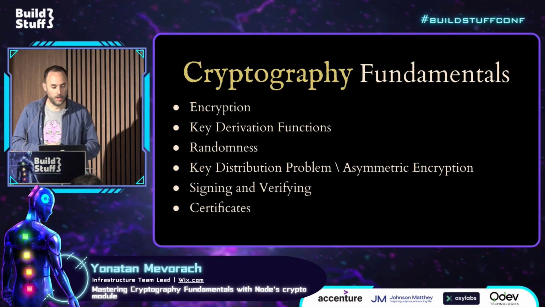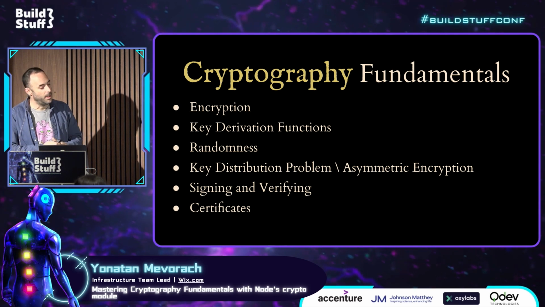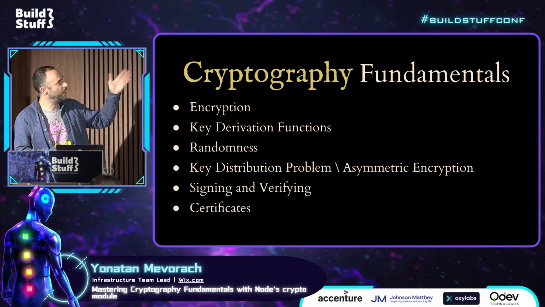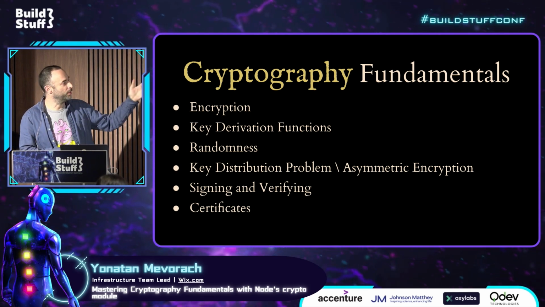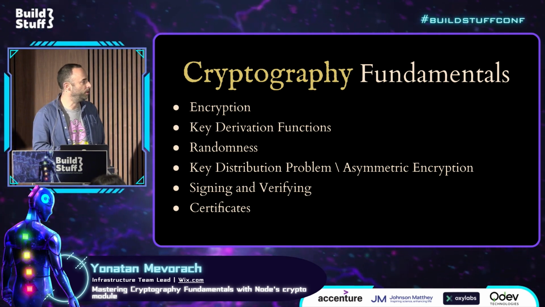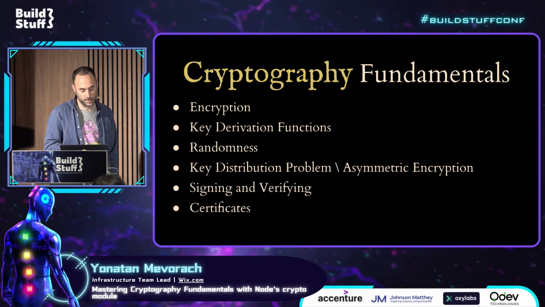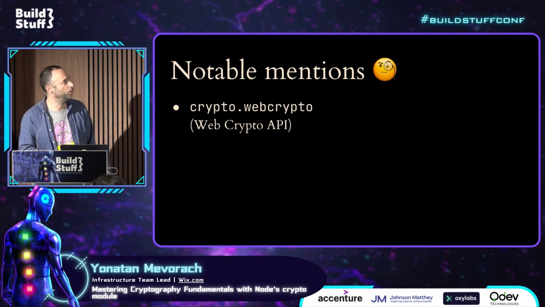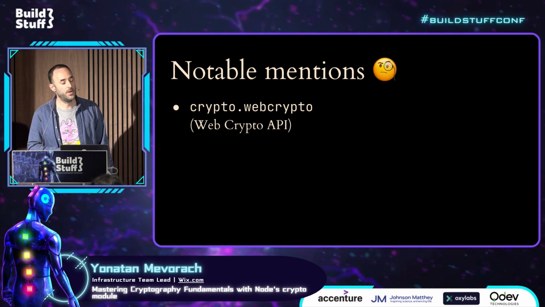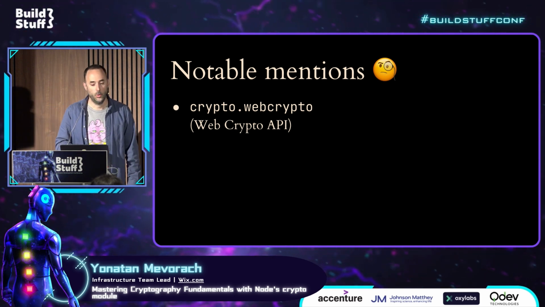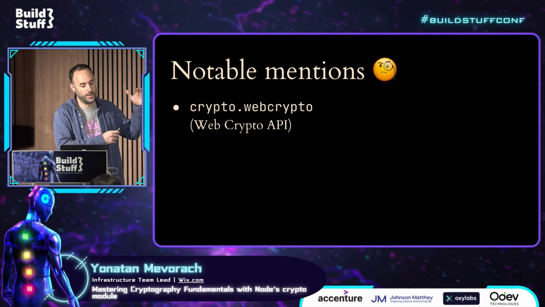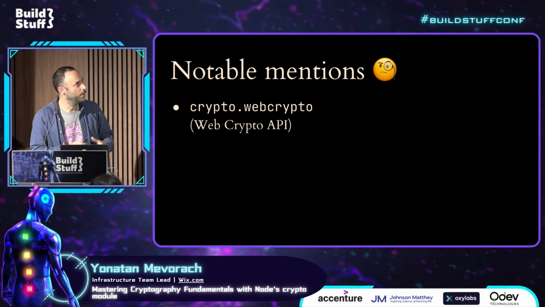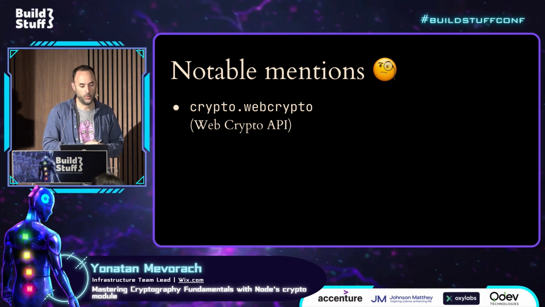All right, so we've covered these concepts: encryption, KDFs, randomness, asymmetric encryption, or the solutions to the key distribution problem, and the world of signing, verifying, and certificates. Another notable mention, if you're doing JavaScript but not in Node.js and rather in the browser, is the Web Crypto API. The APIs look different from what I've shown, but it covers the same algorithms, so you can learn more about that as well.